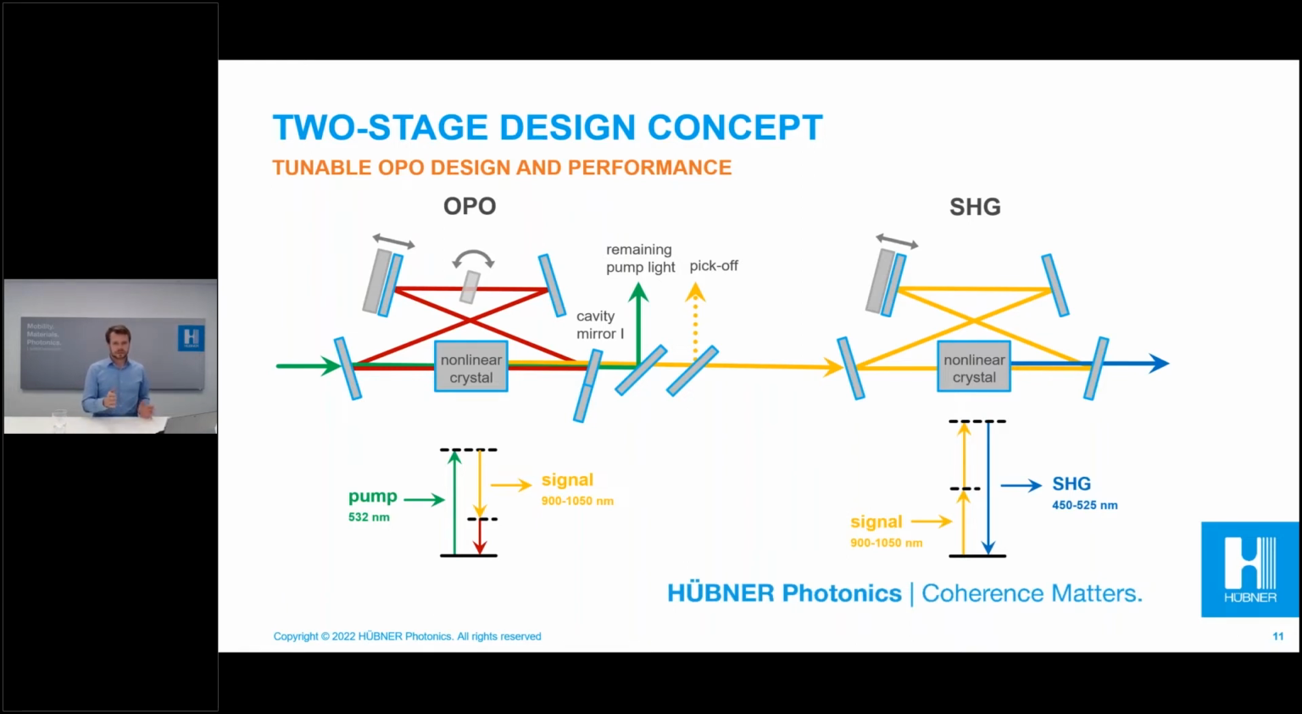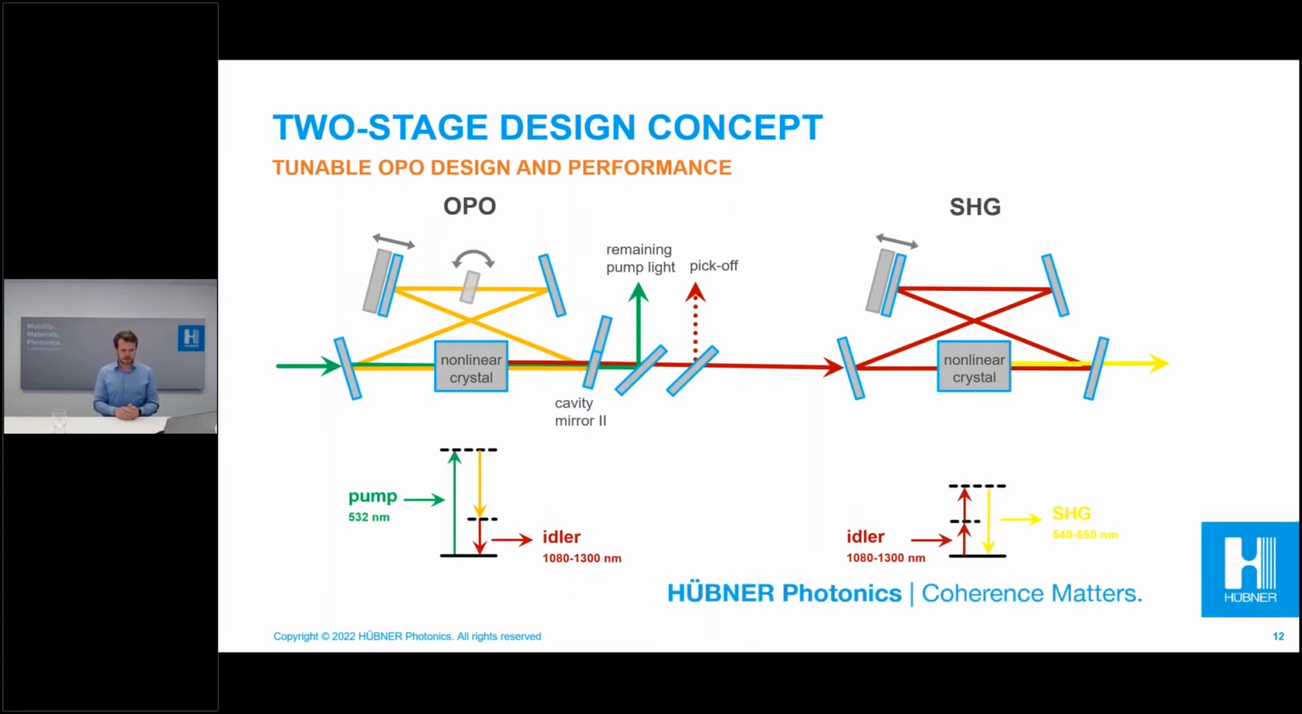Of course, instead of circulating the OPO idler, we can choose to circulate the OPO signal and use the idler part for frequency doubling. This is shown here, and the available OPO output in this range is 1080 to 1300 nanometer, and that's 540 to 650 nanometer after frequency doubling. So in total, with this design, we end up with a wavelength coverage of 450 to 650 nanometer with a small gap around 532. This is almost the entire visible range.